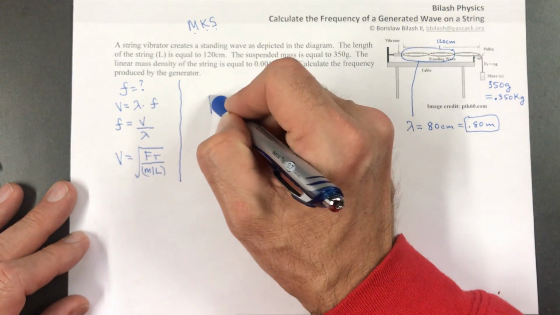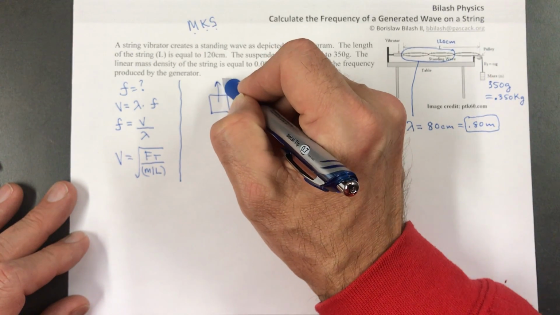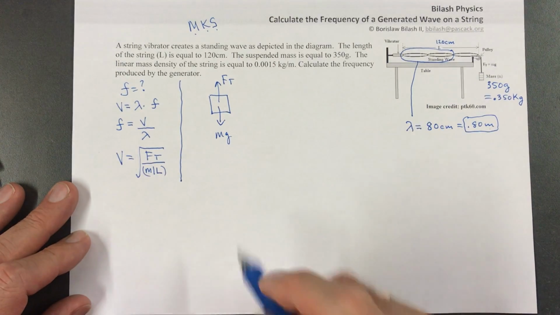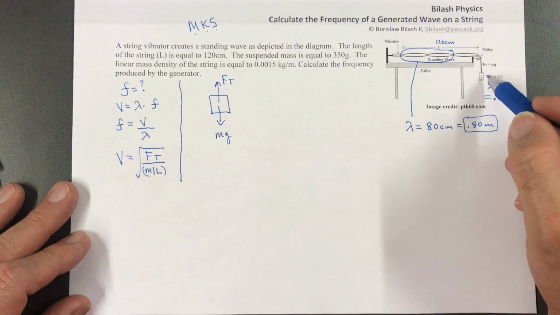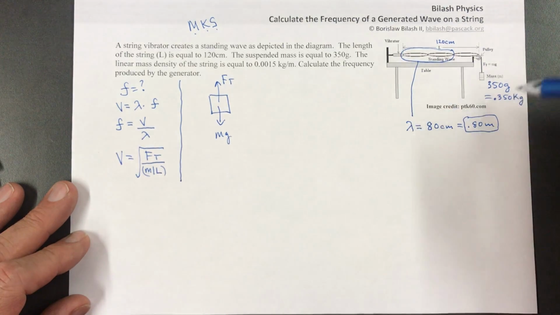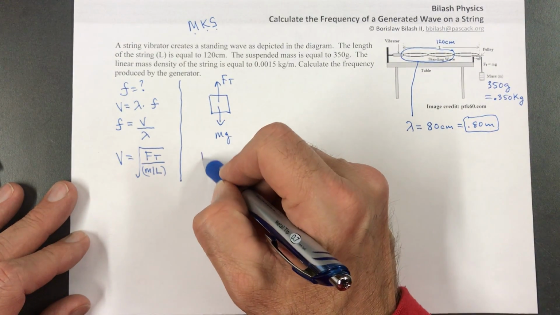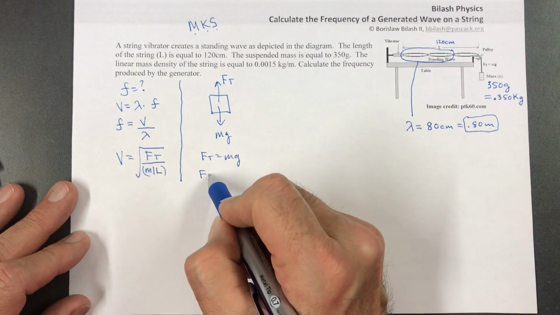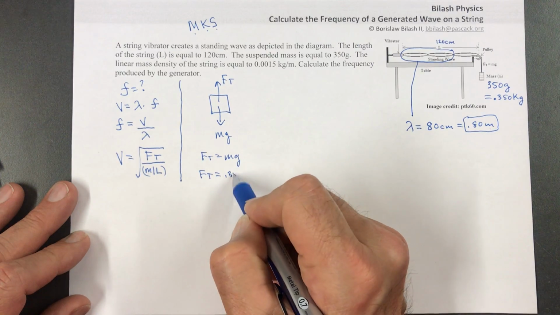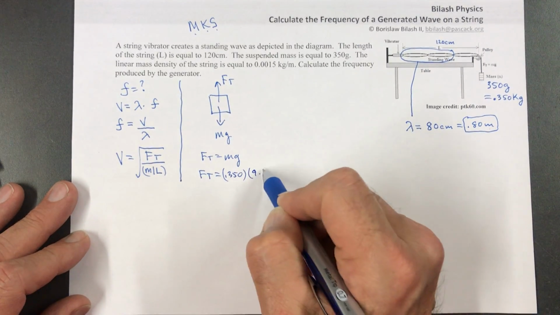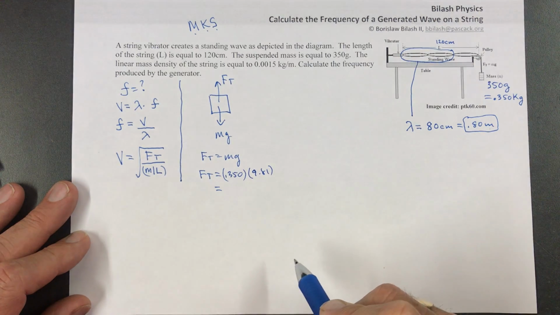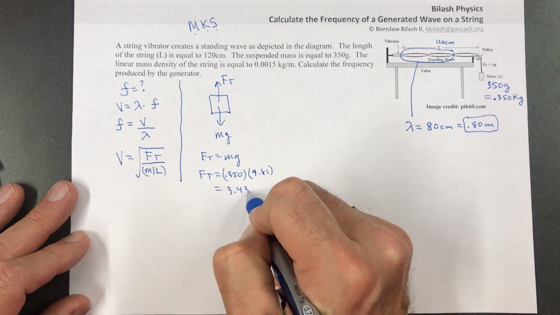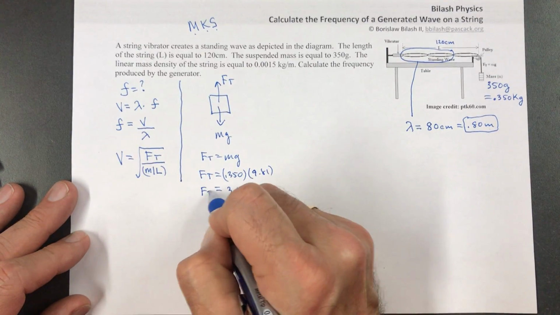So if we draw a free body diagram, we see that the tension, Ft, is provided by the suspended mass. So since the mass is suspended, it's not moving up or down, it's just kind of vibrating up a little bit. We can say that Ft is equal to mg. So Ft is equal to 0.350 times 9.81, and that product works out to be 3.43 newtons. So there's our Ft.